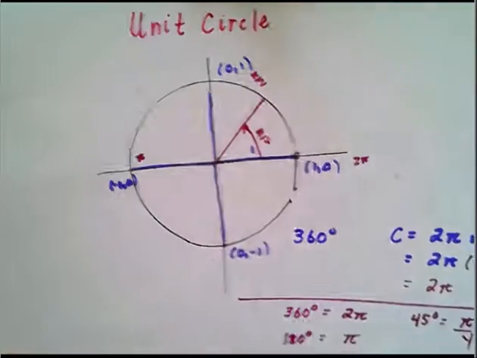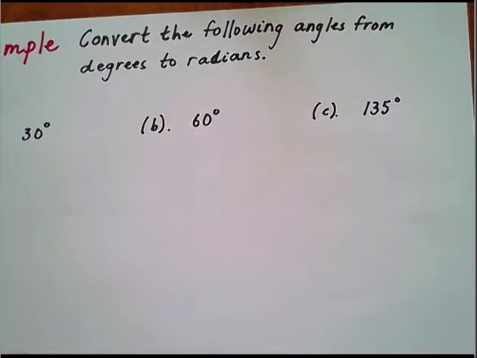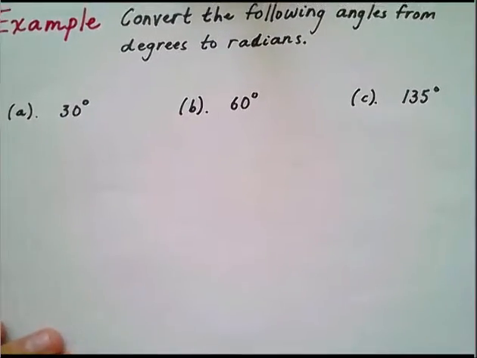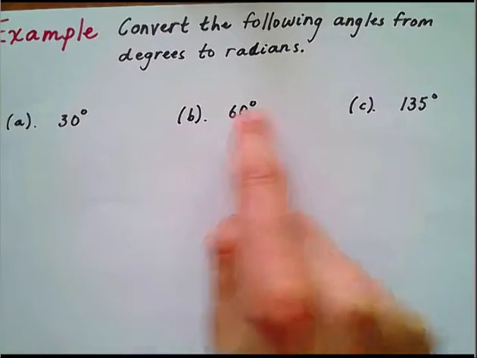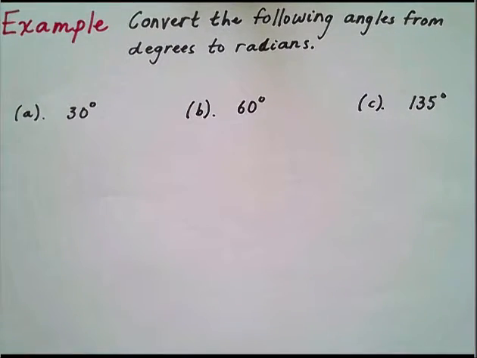So let's go ahead and look. We're going to convert the following angles from degrees to radians. These are all angle measures, and we're not going to use a calculator here.